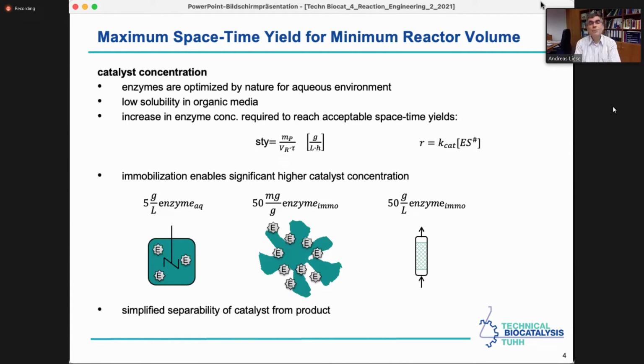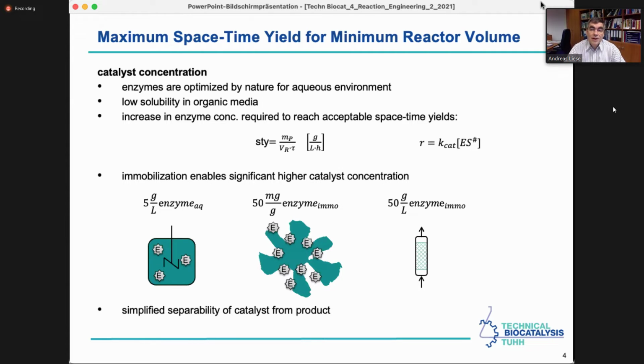Now, one point we have to consider is what is the maximum space yield we can reach per minimum reactor volume. So enzymes are normally optimized by nature for an aqueous environment. They have a low solubility in organic media, as you know. Therefore, an increase in the enzyme concentration is required to reach an acceptable space-time yield that makes it worthwhile to think in industry about application.